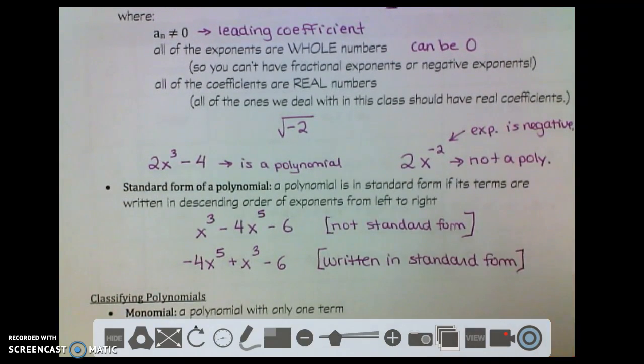So you might be asked to write a polynomial in standard form, or determine if a polynomial is in standard form. What you're looking for is the order of the exponents. Now you could have terms missing. Normally we would have x to the 5th, and then x to the 4th, and then x to the 3rd. Because a term is missing doesn't mean it's not in standard form and not a polynomial. It's just missing that term.